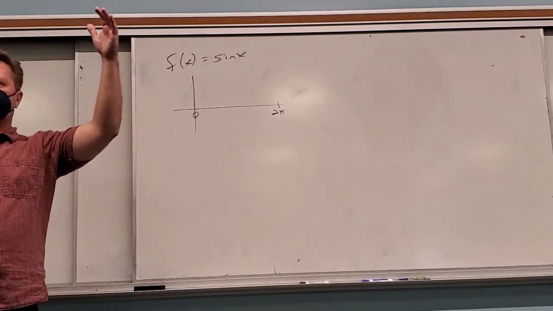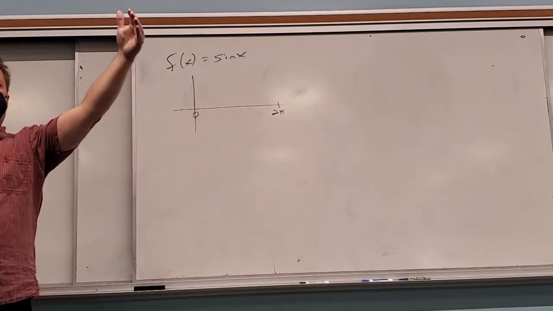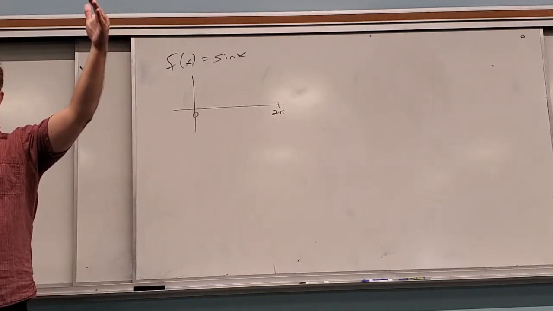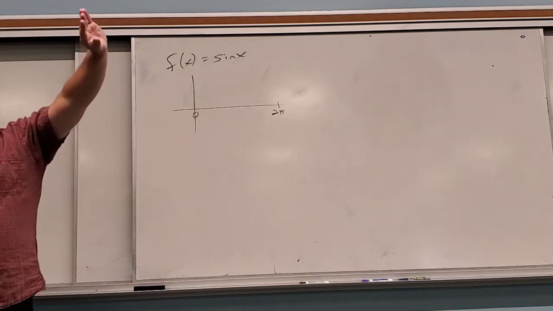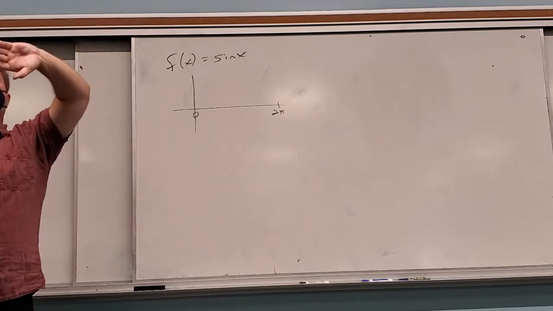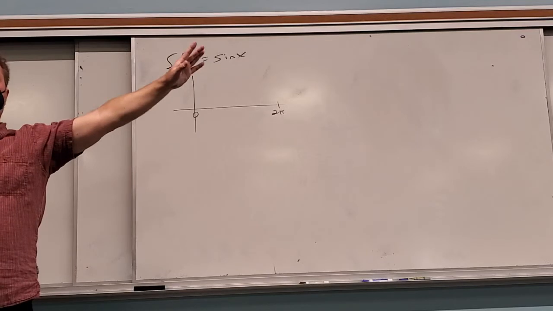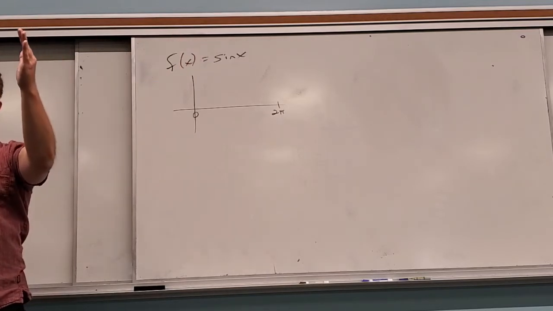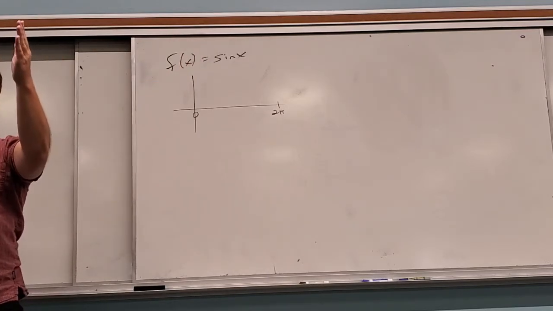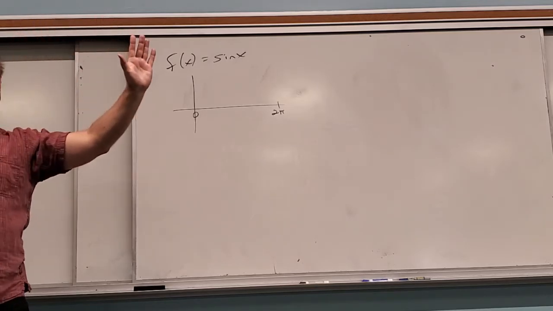Now, does that mean it starts at 0 and stops at 2 pi? Can't I have negative angles? Can't I keep rotating? So the sine function, of course, goes forever in both directions. But we just have to graph one image of it, because then it just repeats that image forever.